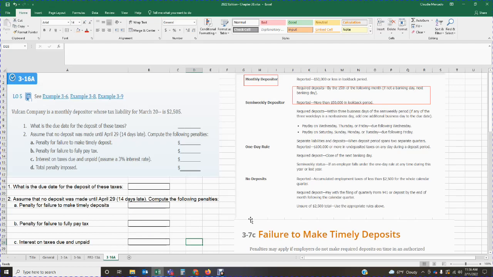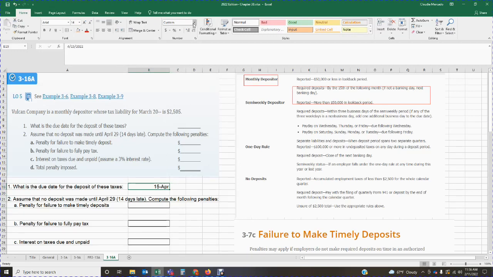So this is a monthly depositor. In your book, there is a little table that basically gives you what kind of depositor you are and when you're required to make your deposits. In this case, Vulcan Company is a monthly depositor. If we look at the monthly depositor, it says here that deposits are required by the 15th of the following month. So if they owed $2,505, that means the payment must be made by April the 15th, because it says so here.